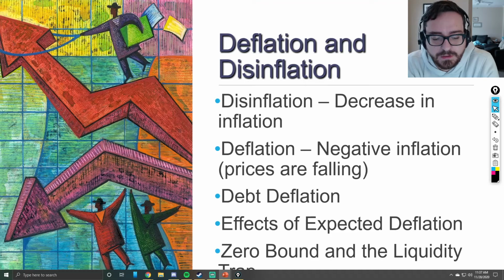But because prices are going down, interest rates also start to fall. So if prices start to go down, less investing is happening, interest rates start to fall, and they can't fall forever. This is the tricky part.